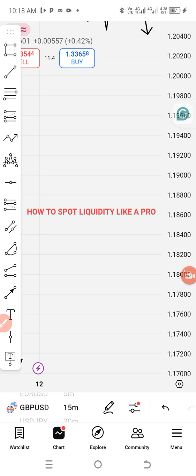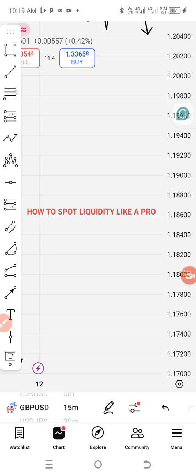Today I'm going to be showing you how you can easily spot liquidity on the chart. As you all know, liquidity is one of the great things in smart money concept. If you can understand liquidity very well, your trades will improve drastically, by 90% to 99.9%. Yes, I'm sure of it.